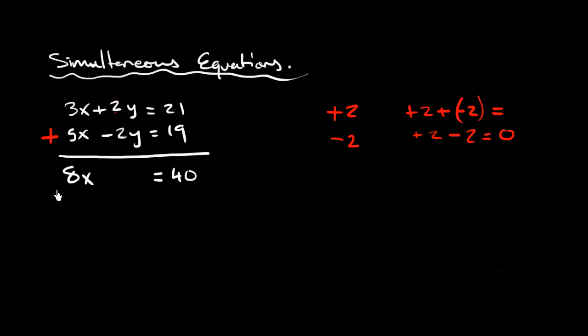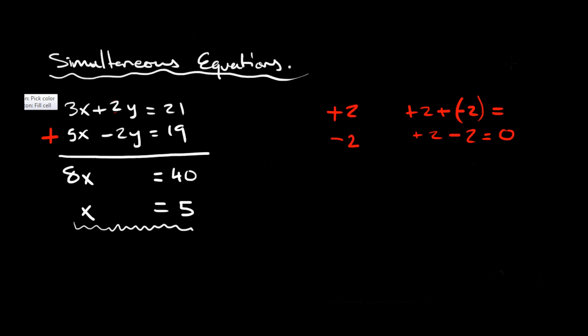So now I have 8x equals 40, and now I know that I want to get rid of the 8 here in the equation. I do that by dividing both sides by 8, such that I get an x over here, and here I get 40 over 8, which is 5. So I've got half of my answer now.